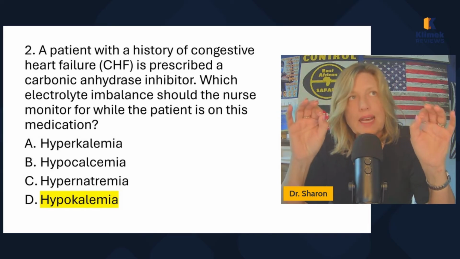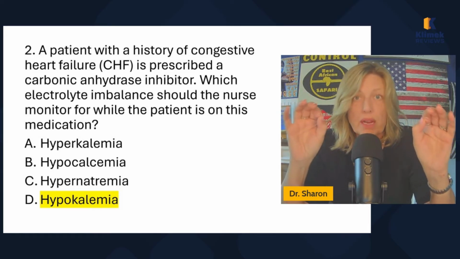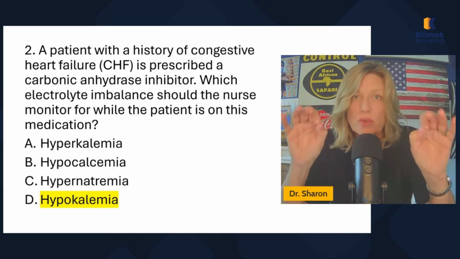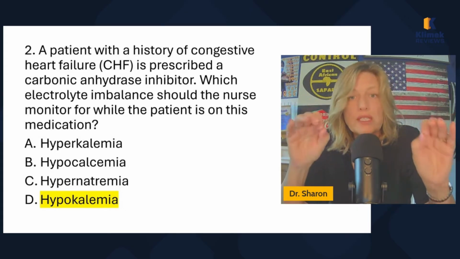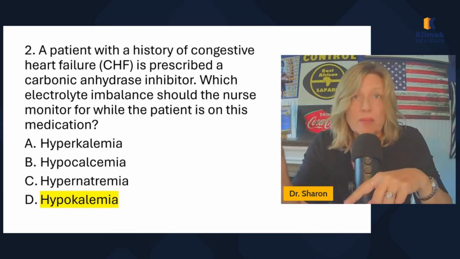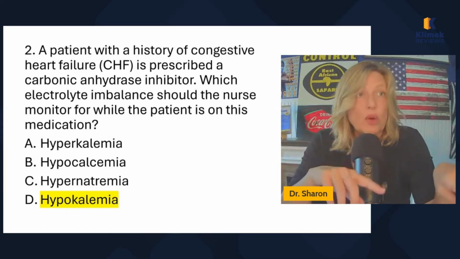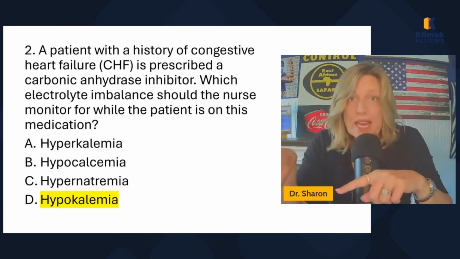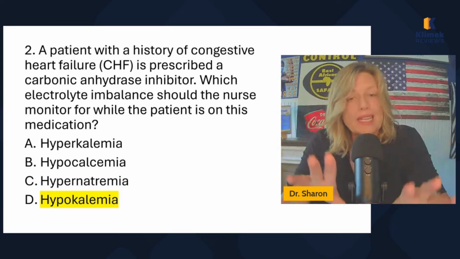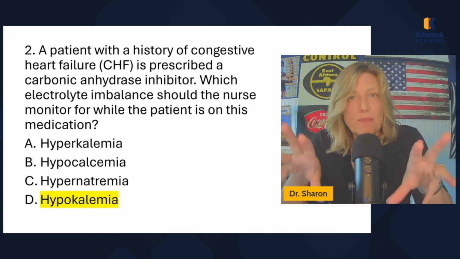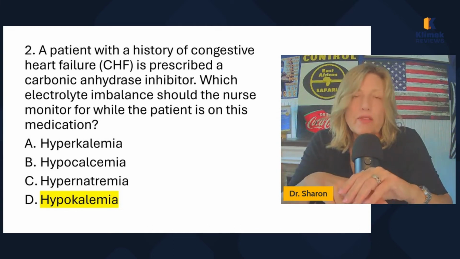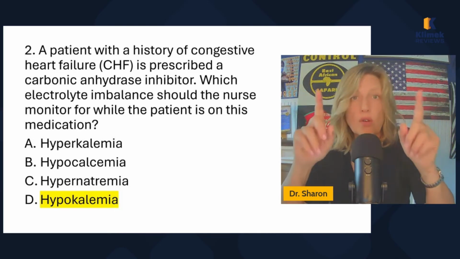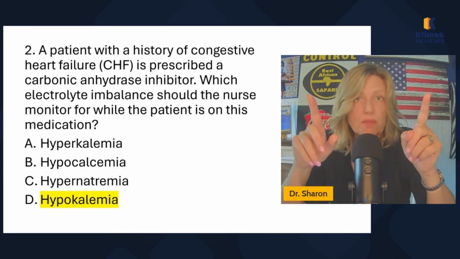The NCLEX is not testing, do you know everything about everything? It's asking, do you have common sense and good clinical reasoning? And good clinical reasoning would say, well, a carbonic anhydrase inhibitor can cause diuresis, and I know it is common with diuresis to lose potassium. And so the only answer that makes any sense here is hypokalemia. If you're an overthinker, and many of you are overthinkers, overthinking is one of the big reasons people fail.